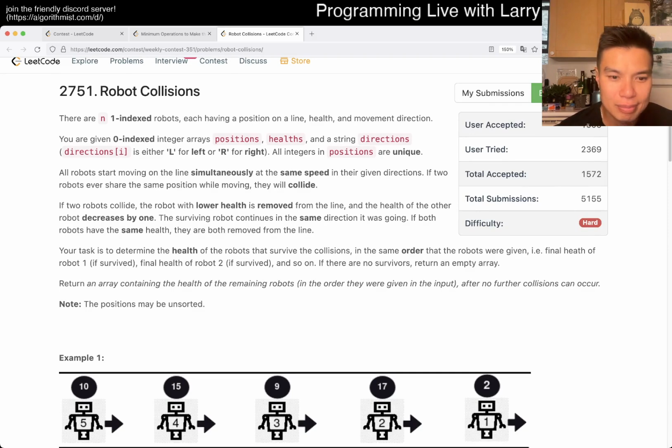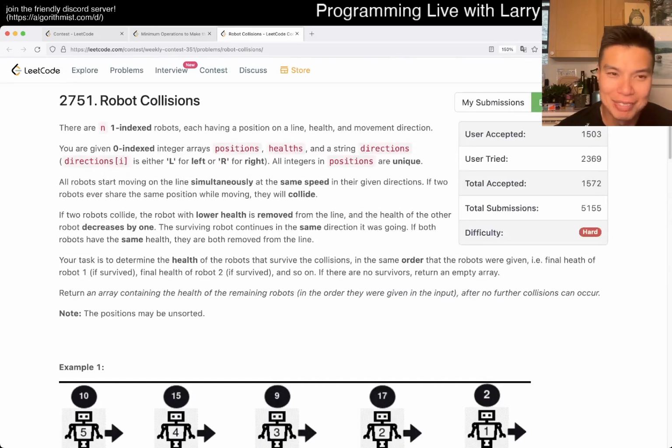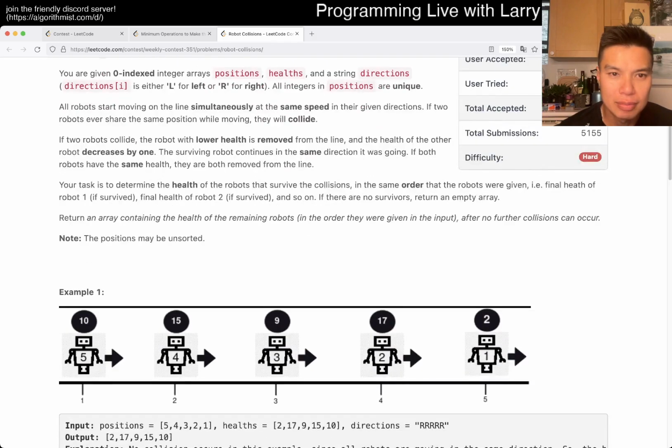Anyway, okay. You have robots on the line. Let me actually read the prompt. You have robots on the line, with directions left or right, positions, and healths. They collide, and the one with the lower health is removed from the line.